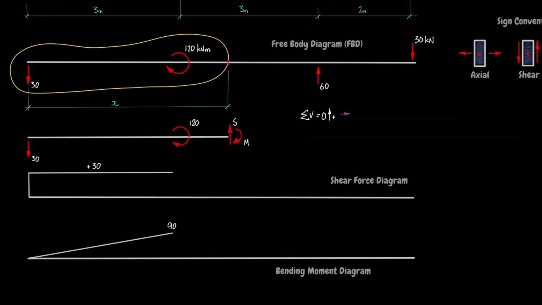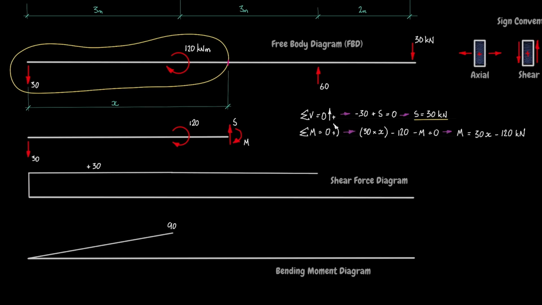Summing vertical forces shows that the shear is plus 30 kilonewtons. Draw this result on the shear force diagram. Taking moments about the cut shows the unknown bending moment is 30x minus 120 kilonewton meters. This tells us that the bending moment varies linearly from minus 30 kilonewton meters just to the right of B to plus 60 kilonewton meters at C. Draw this result on the bending moment diagram.